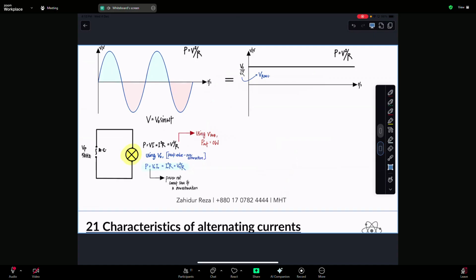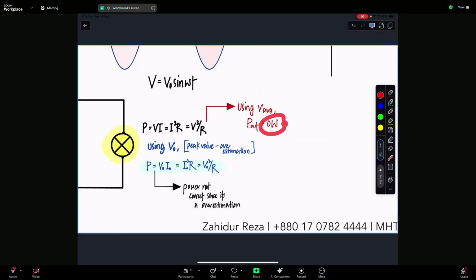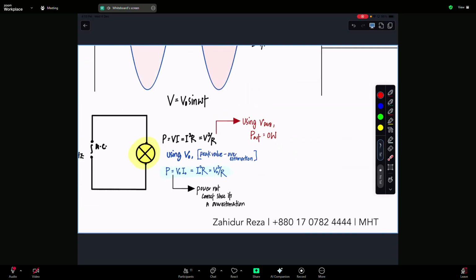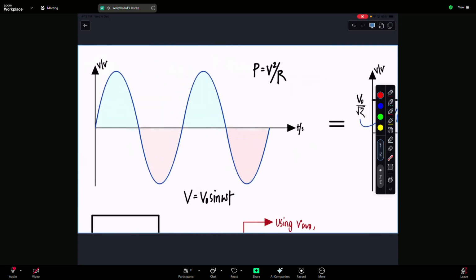Why? Because even using average, it's not working, it shows zero. And if you take V maximum, it becomes an overestimation. We need what here? A middle ground, right? If I take V max, I get way too much power than what it should be. If I take average, what does it give me? Zero. But isn't the power somewhere in between? How do we get that? So for this we have to come up with something.